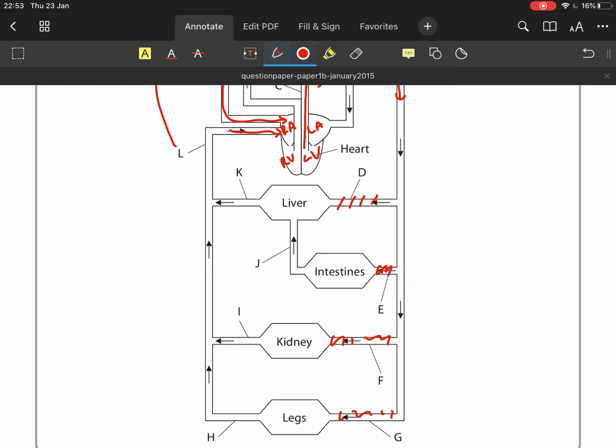And let's just change it to blue for argument's sake here. These ones are all coming out of these organs. They're obviously going back towards the heart. They're going to be veins named on the organ they're coming out of. So K would be the hepatic vein, I would be the renal vein, etc., etc.